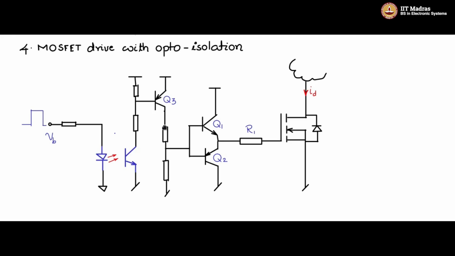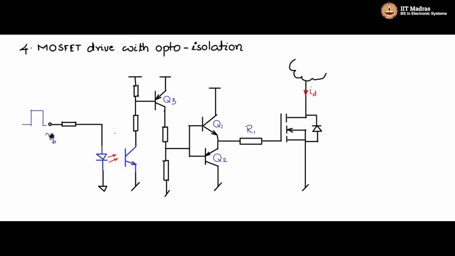When Q3 is off, there is no drive in this path, and therefore Q1 is off. When Q1 is off, there is no drive to charge up the capacitance of the MOSFET, and therefore the MOSFET is off. So when VB is low, MOSFET is off.